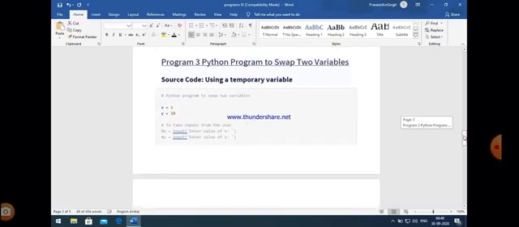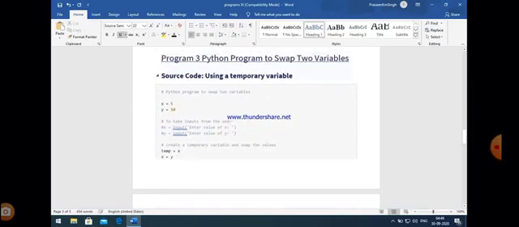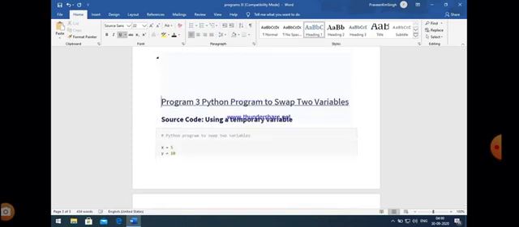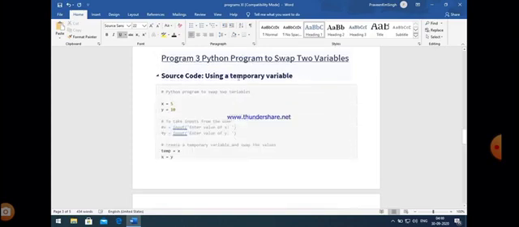Now it is our third program, a Python program to swap two variables, where we have two values x and y, and we want to interchange them, and that source code basically implements the swapping of two variables.